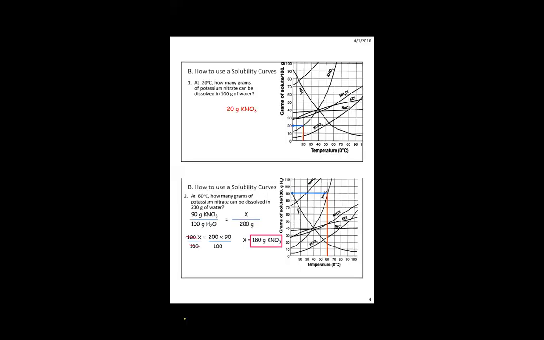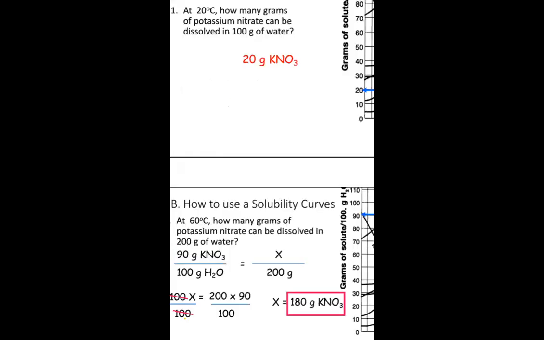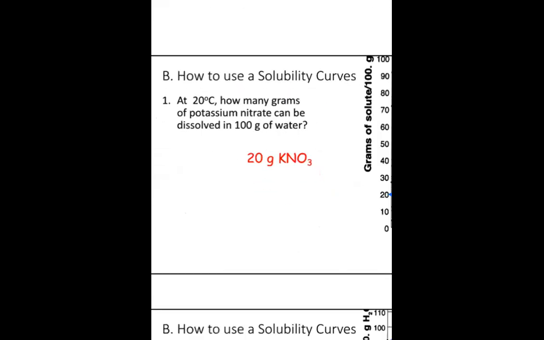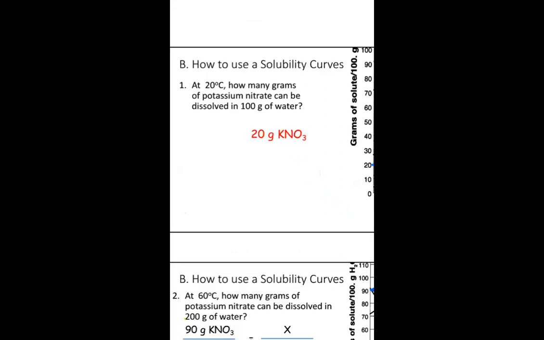Now, we have this, for example. I want us to pay attention to this because this is where the work actually begins in terms of technicalities. So we have how to use a solubility curve first. We want to use this to answer the question. We want to use the following questions to have a better understanding of how to get answers from the graph.